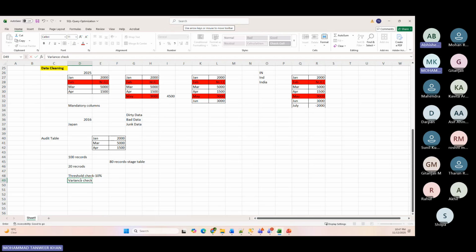Can you please repeat that, Abhishek? Please repeat a little bit. I got lost. Sure. What I'm saying here is, suppose 100 records have been sent by the source team, and only 80 records have been loaded into my staging table. 20 records have been rejected. These 20 rejected records have to be captured into the audit table so that I can understand why these 20 records have been rejected.